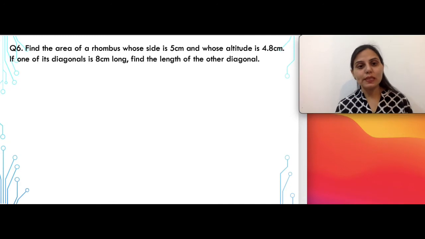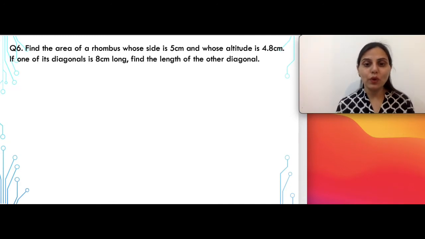In question number 6, it says, find the area of a rhombus whose side is given as 5 centimeters and the altitude is given as 4.8 centimeters. If one of the diagonals is 8 centimeters long, we need to find the length of the other diagonal.